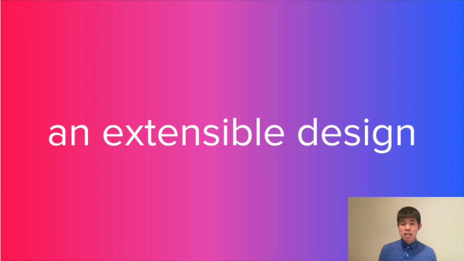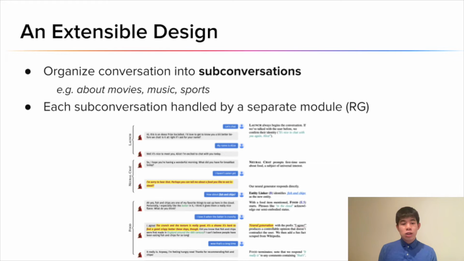Number 1, an extensible design. We model dialogue as a series of sub-conversations. Each sub-conversation is handled by a module called a RG, or response generator. RGs handle a specific topic grounded in the outside world, like movies or sports, and some handle any possible topic to support open domain dialogue goals.